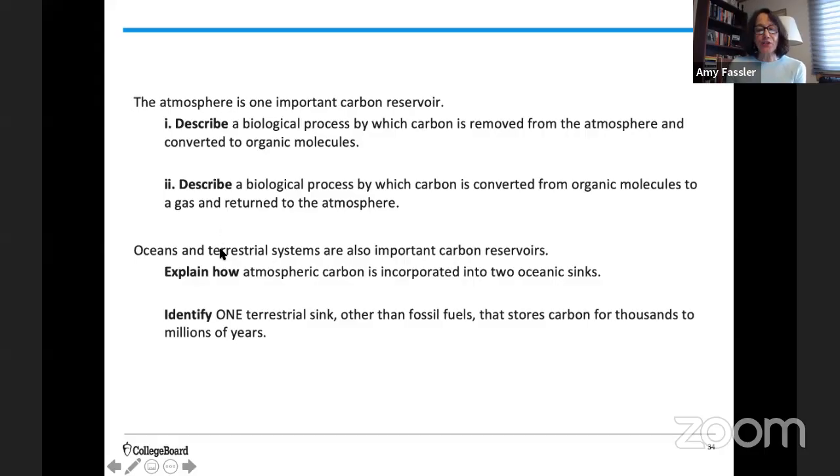And then oceans and terrestrial systems also are important carbon reservoirs. Explain how atmospheric carbon is incorporated into 2 oceanic sinks, and identify one terrestrial sink other than fossil fuels that stores carbon for thousands to millions of years. I'm going to give you a minute to think about that one, and then we'll check the answers.